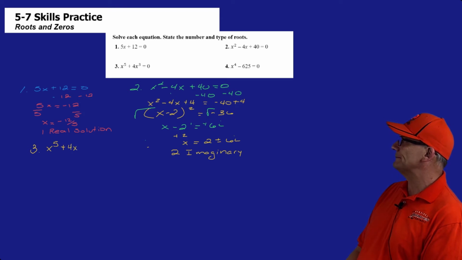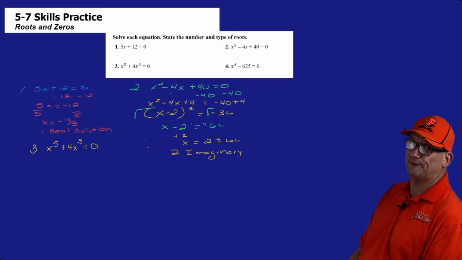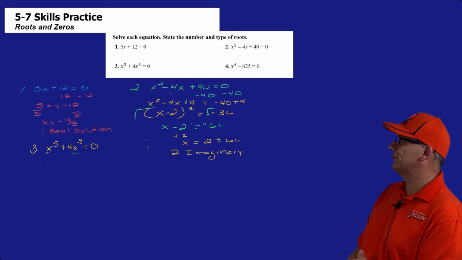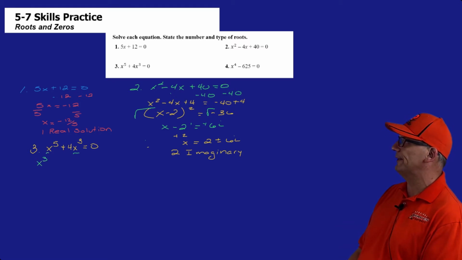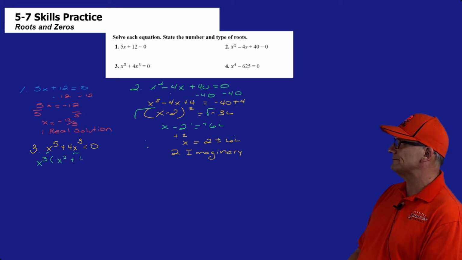So look at number 3. How many solutions are we going to have? We're going to have 5, right? Because you got x to the 5th. How do we do this one? Well, we're going to take out the GCF. We know that. Take out x cubed. And we're left with x squared plus 4 equals 0.